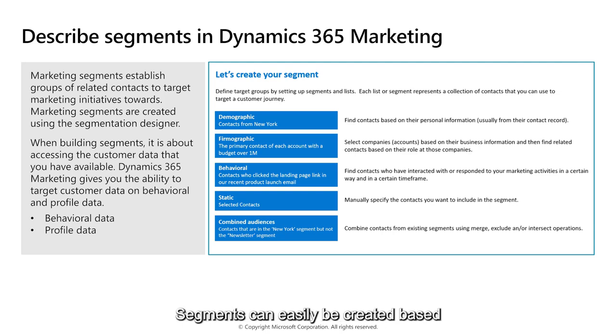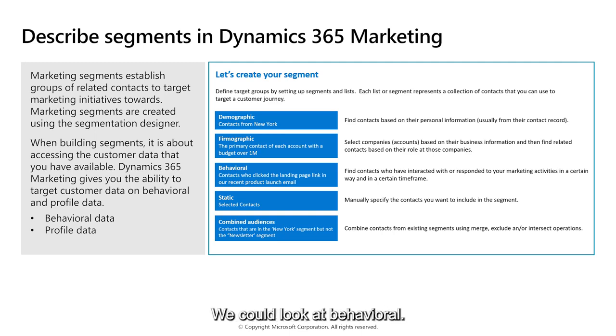Segments can easily be created based on different qualification factors to ensure that we are marketing services to the correct customer base. We can segment customers based on things like demographics, so where they are physically based, such as New York or London. We can look at firmographic, which is selecting companies based on their business information, then finding related contacts based on their role at the companies. So, for instance, we could target the primary contact of each account with a budget over $1 million.